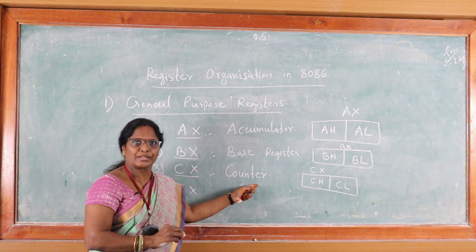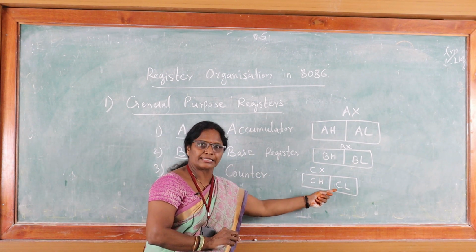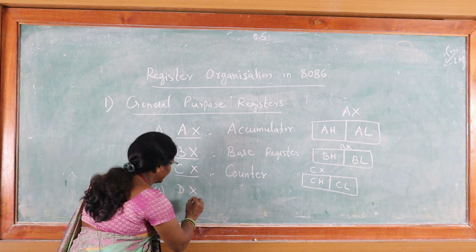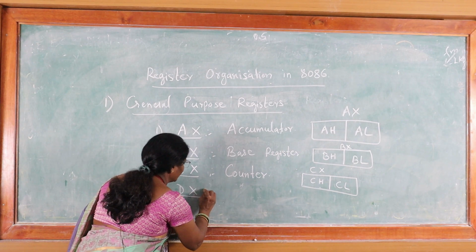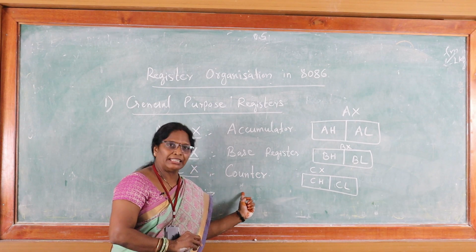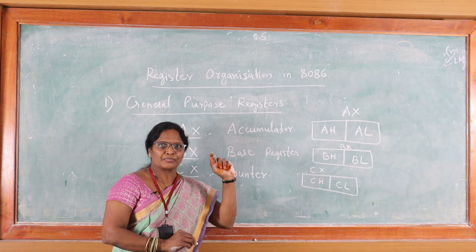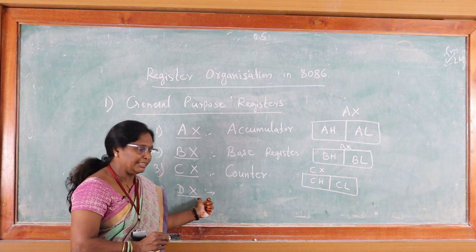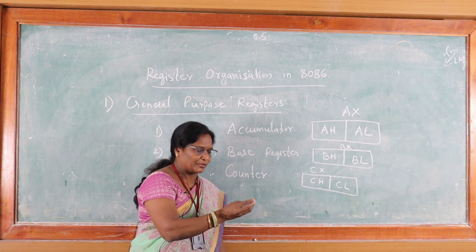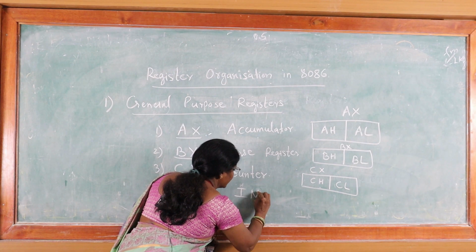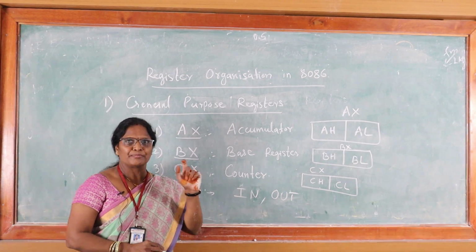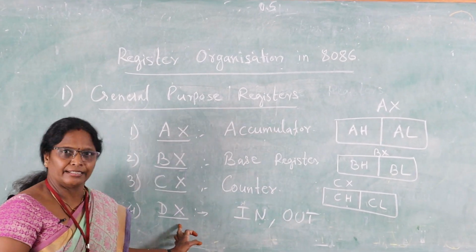So the CX register can also be used as two 8-bit registers, CL and CH. And the last general purpose register is the DX register. This register can be used for two purposes. One is we can store the address of the input output port in the DX register whenever IN and OUT instructions are executed. So when IN and OUT instructions are executed, the address of the specific port can be stored in the DX register.